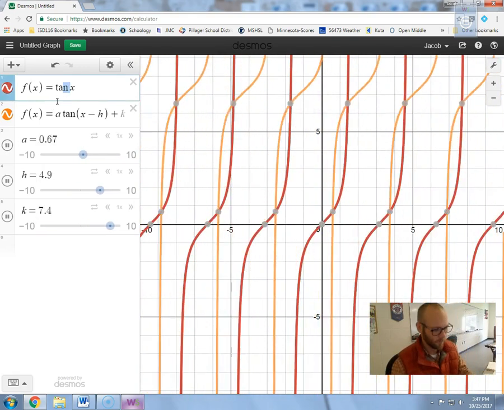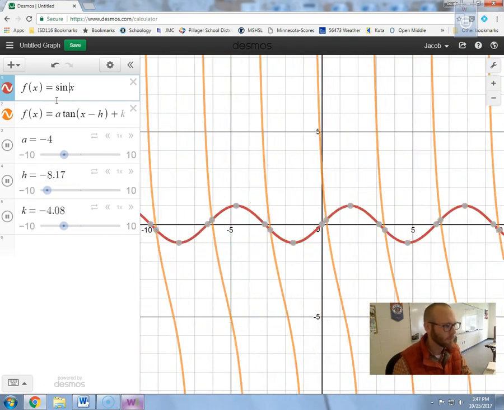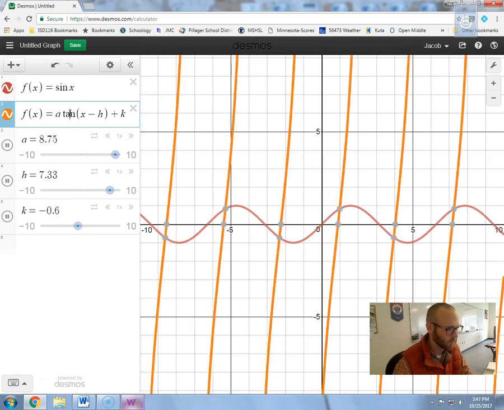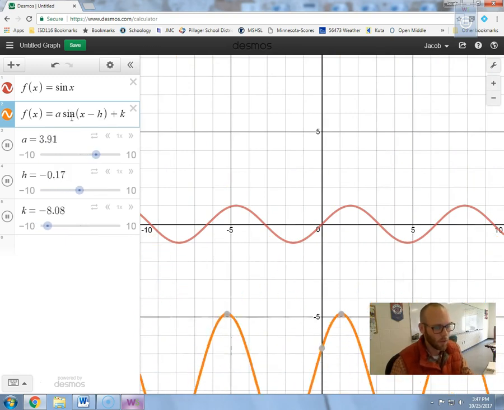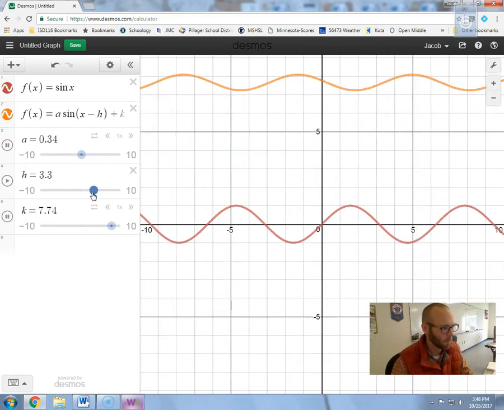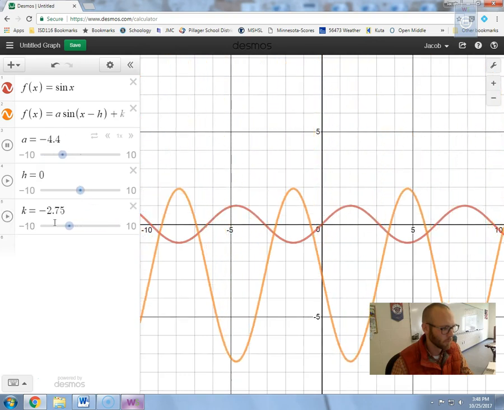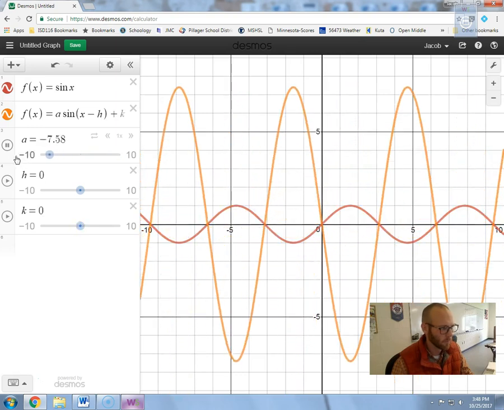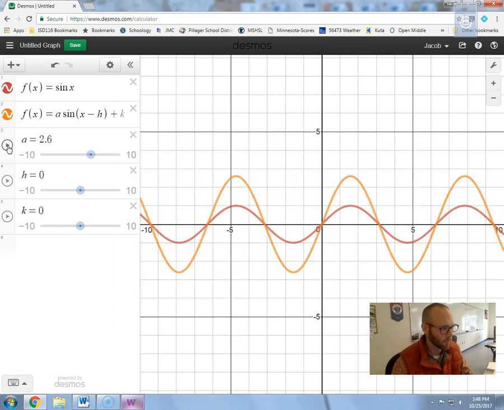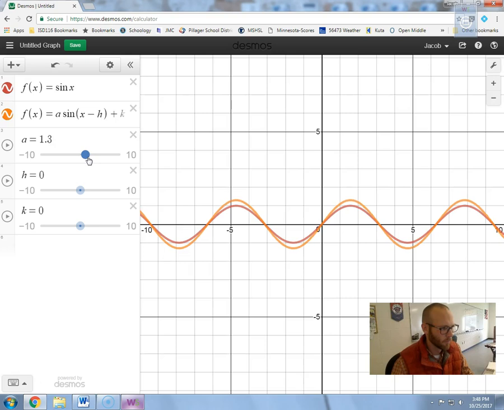It's not hard to make some cool graphs when you know how the rules work. And now I'm back to my parent. A is 1, there's no stretching, there's no reflecting. H is 0, you're not moving to the right. K is 0, you're not moving up. But if I make one of them change, there we go.